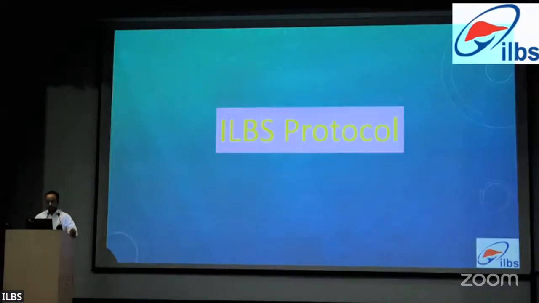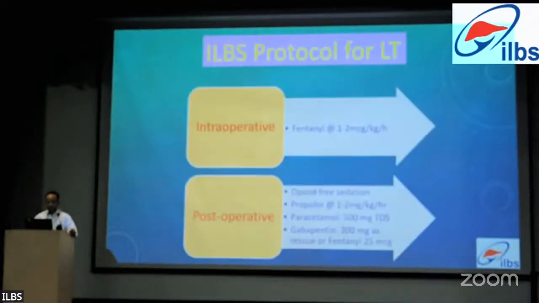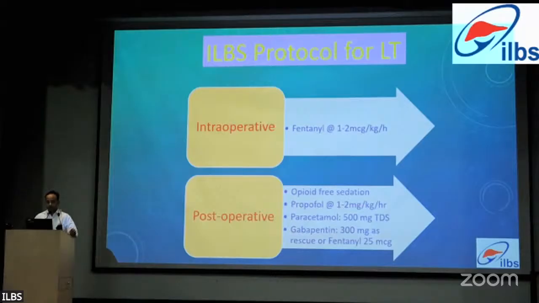So what is our protocol with respect to opioids for the patients who are undergoing liver transplantation? Intraoperatively, we give fentanyl at a dose of 1 to 2 microgram per kg per hour as a continuous infusion to all the patients who undergo liver transplantation. In the post-operative period, we try to keep them on opioid-free sedation, where we use only propofol at a dose of 1 to 2 milligram per kg per hour. Along with that, we also give paracetamol 500 milligram TDS. And for rescue analgesia, we keep gabapentin 300 milligram orally or fentanyl 25 microgram IV as well.